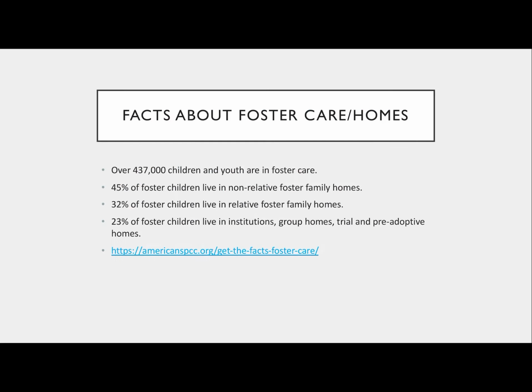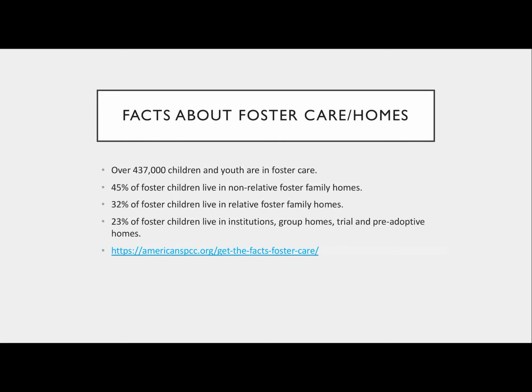Here are some quick facts about foster care and foster homes. There are over 437,000 children and youth in our foster care system in the United States right now. There are always over 400,000 children in the foster care system; those numbers are always that high. 45% of foster children live in non-relative foster family homes, so 45% of children are with strangers, if you would say. They're not staying with any family members.